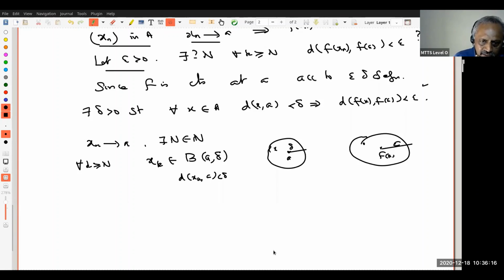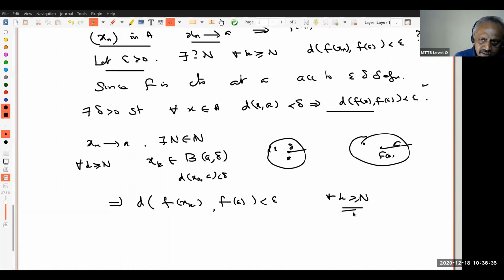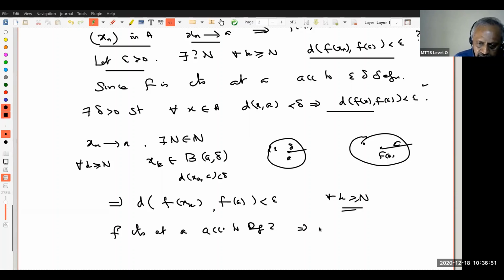So what does it mean? Because of this hypothesis, whenever x satisfies this property, the distance between f(x) and f(a) is less than epsilon. Therefore, the distance between f(xk) and f(a) is less than epsilon, for every k greater than or equal to N. You understood that? So do you think I have proved this? Yes. Therefore, what have I proved? F continuous at a according to definition 2 implies f is continuous according to definition 1. Okay. Pause. Review. Proceed.